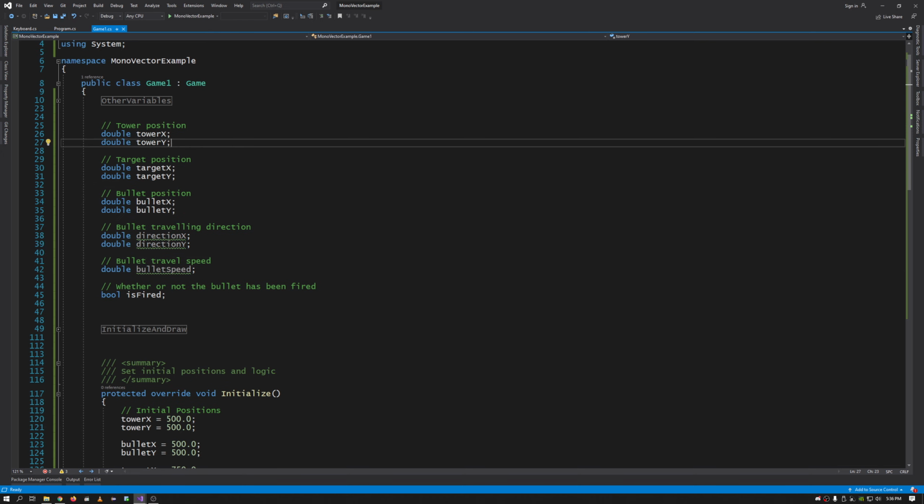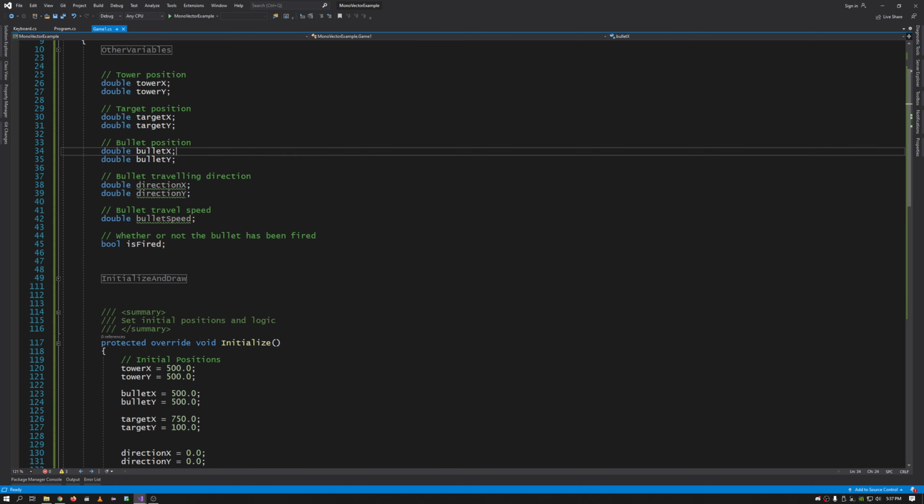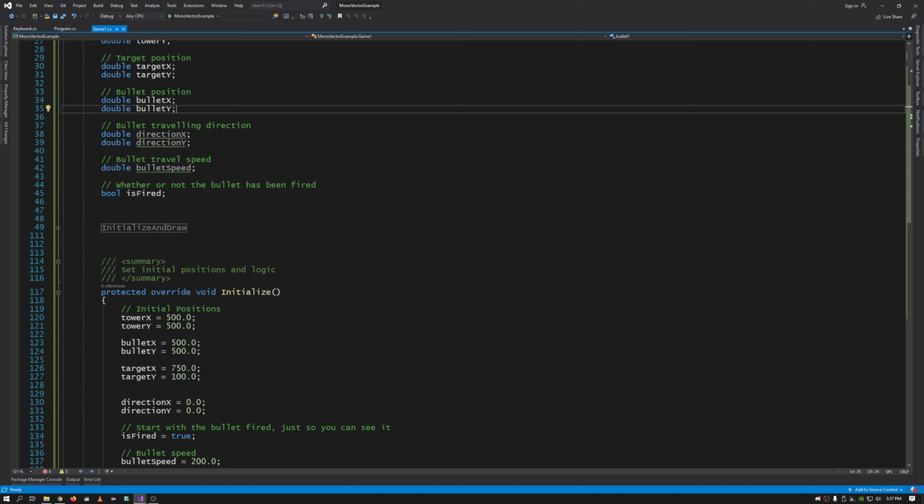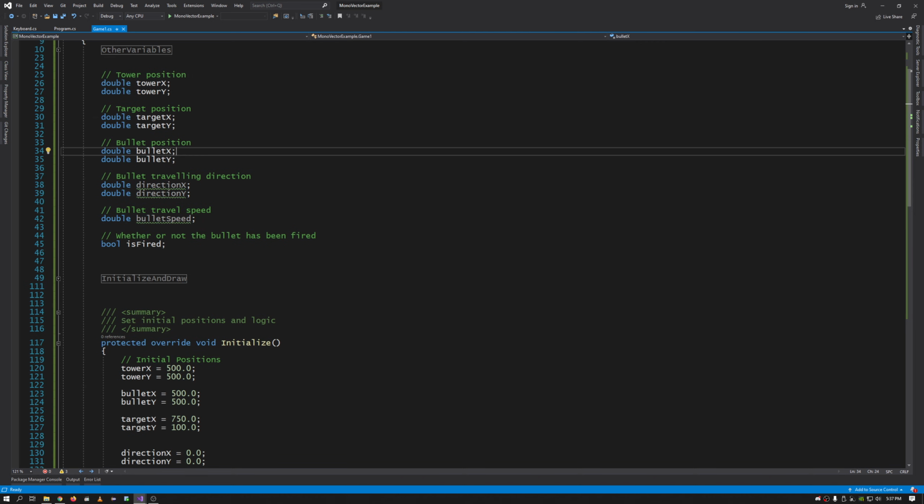All right, so let's look at our starting variables. We have basically vectors here. I have two doubles for the tower X and the tower Y. Two doubles for the target X and the target Y. I have two doubles for the bullet X and the bullet Y. I have two doubles for what's going to be the direction X and the direction Y, as in which way the bullet should be traveling. I have a double for the bullet's speed, how fast it's going to travel. And I have a boolean for whether the bullet has been fired or not.